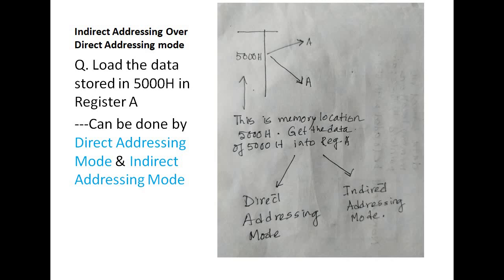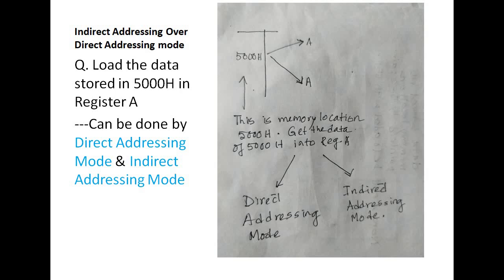Now, why is indirect addressing mode preferred over direct addressing mode? We have already understood that indirect addressing mode is much more complex than all other addressing modes. But still, why are we preferring indirect addressing mode over direct addressing mode? Now see here, I have given one very simple question. Load the data stored in 5000H into register A. Whatever data is there in 5000H, you have to get it into register A.